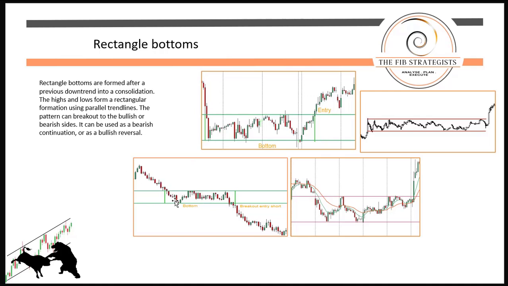Trend comes down, touch 1, touch 2, touch 3 at the top, breaks out, place your entry short, stop loss at the highs.